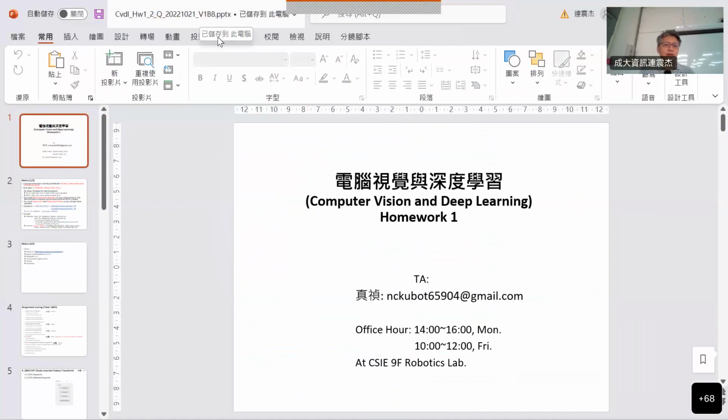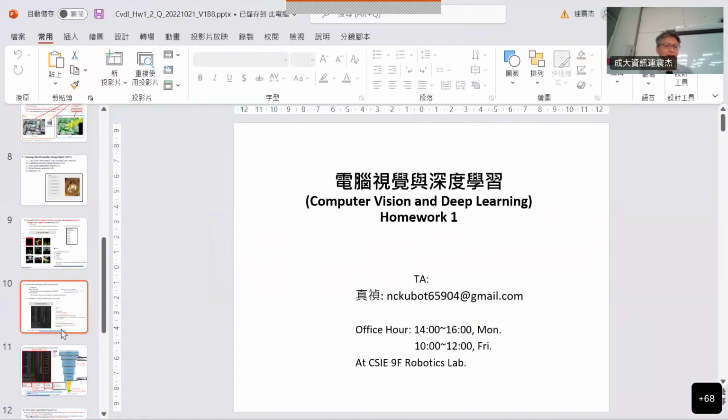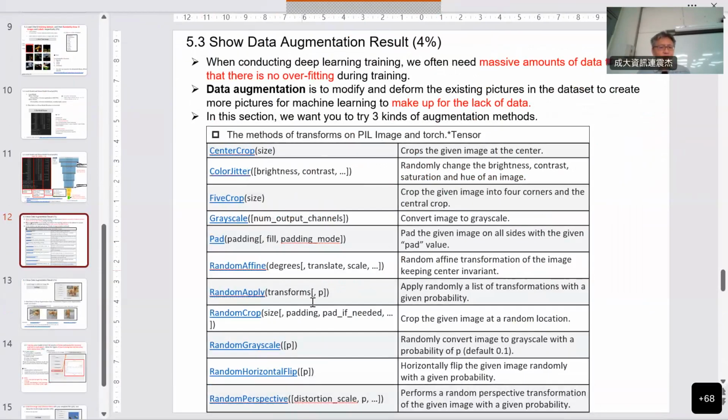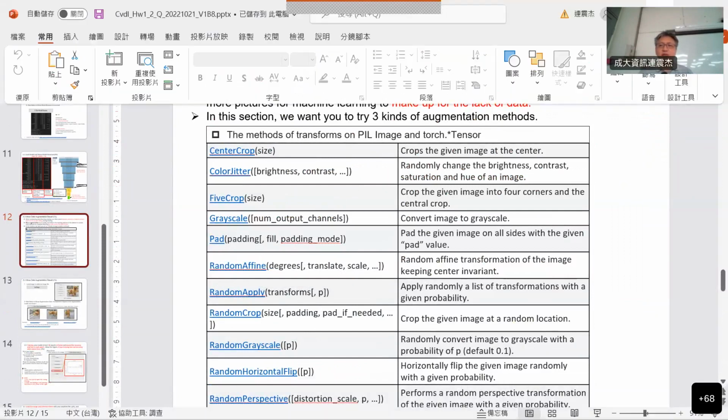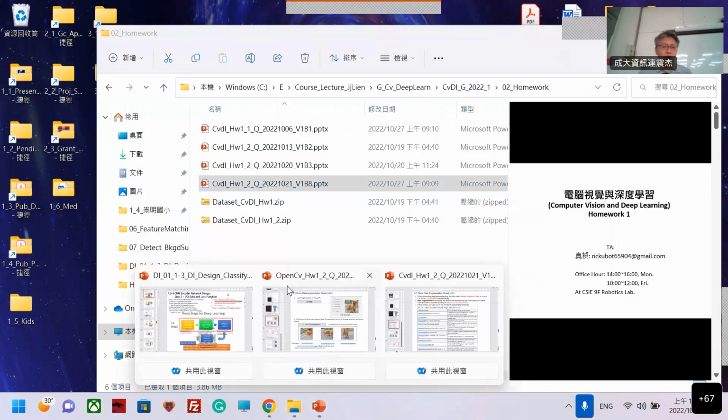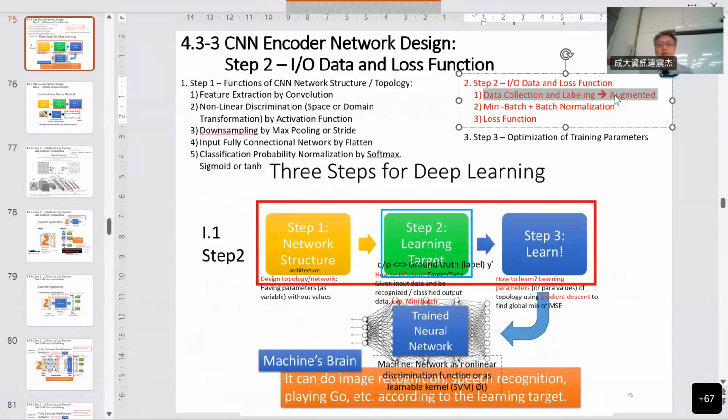Version 1, beta 8. And we provide you this one for augmented data. We provide you those functions for data augmentation, so you can use them, reference those functions and try to do the data augmentation. If your data is not enough, you can do this.